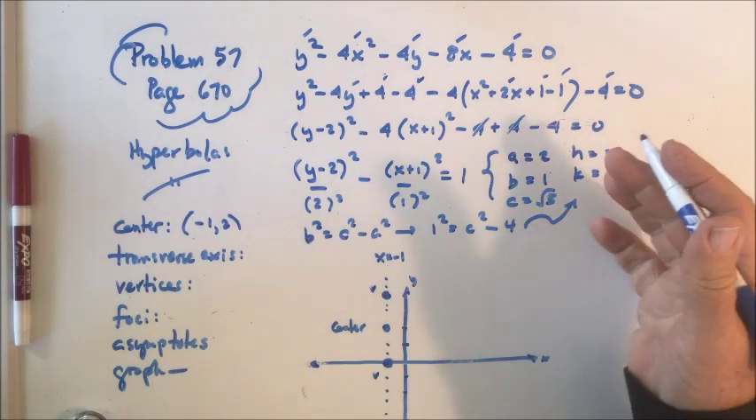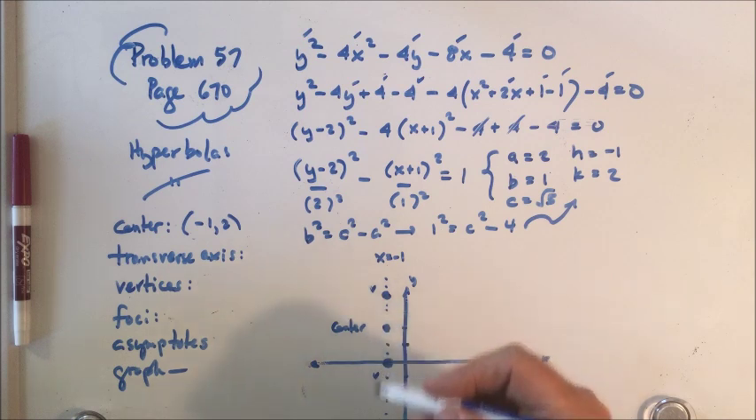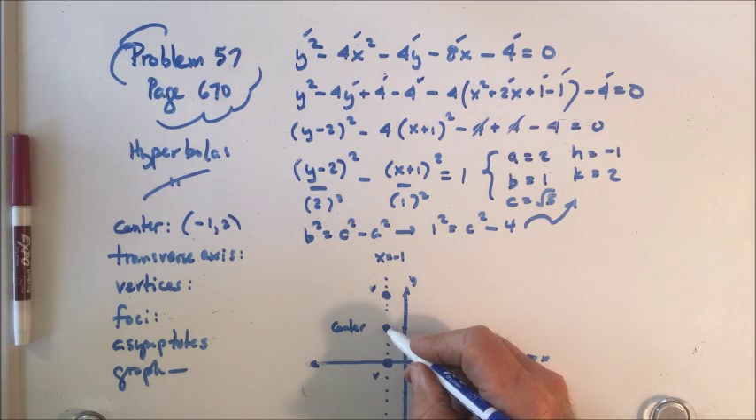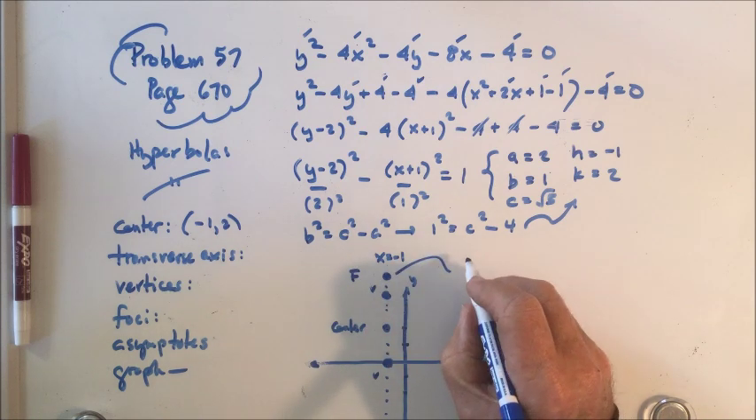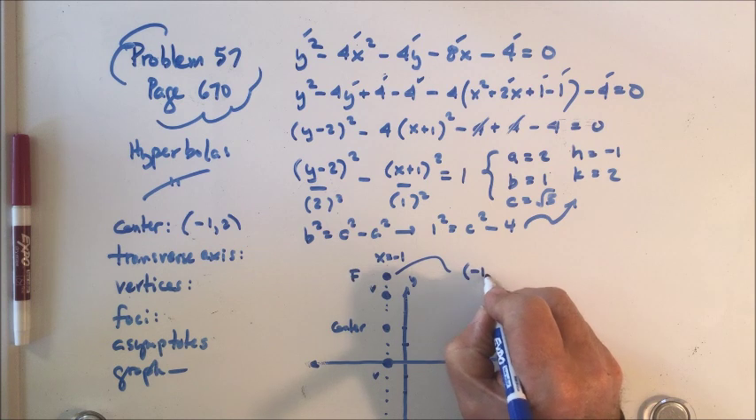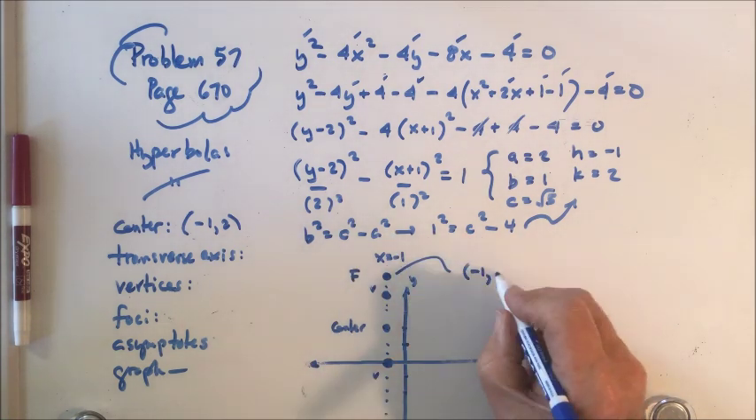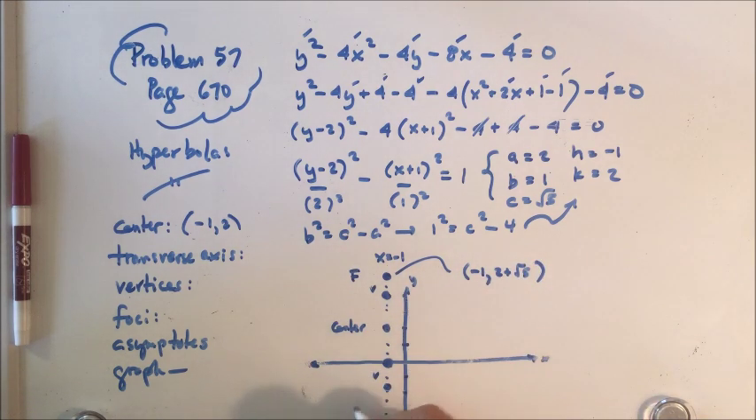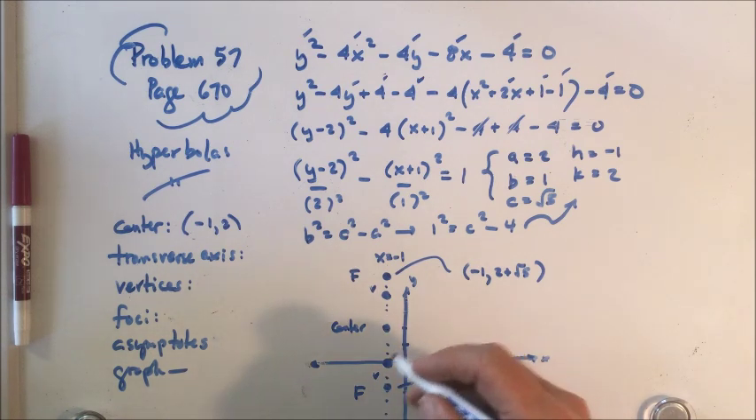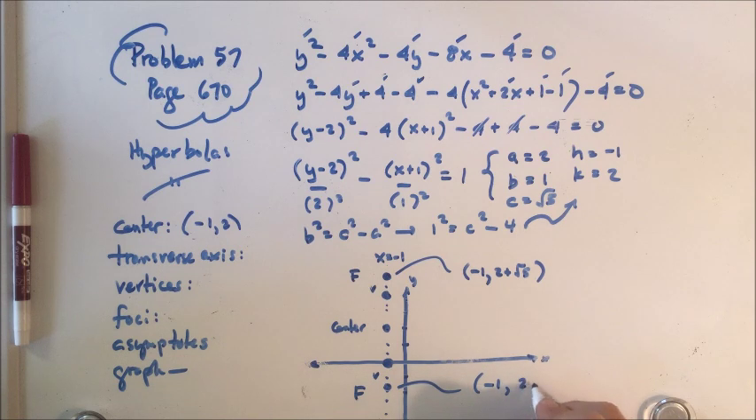And then I've got to go root 5 up from the center and root 5 down. So this point right here is one of the 2 focal points, and it is minus 1. After all, it's on the transverse axis, and it's 2 plus root 5. And then I'm going to go down over here. Here's the other focal point. He's at minus 1. I was 2. I went down root 5. So I'm 2 minus root 5 is that point. So I got the focal points taken care of. I have the vertices taken care of. I've got this taken care of.